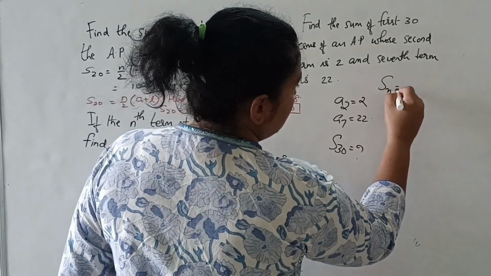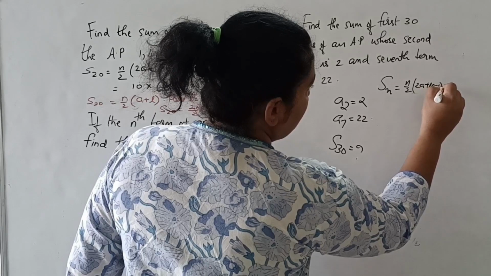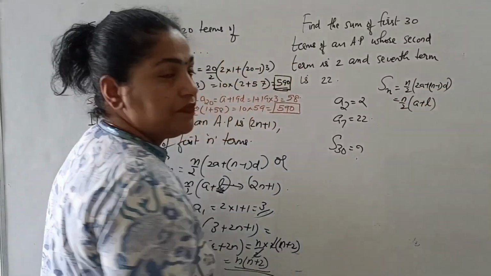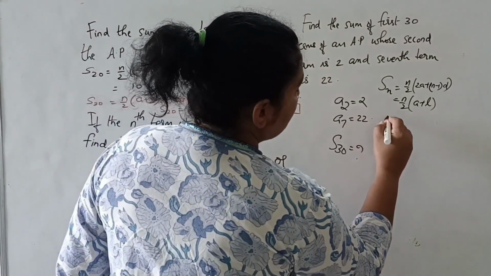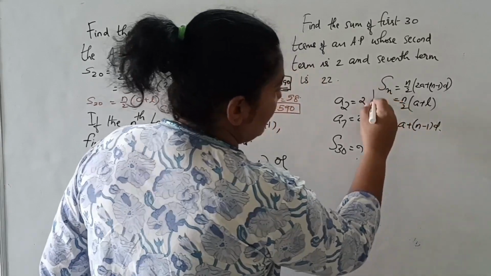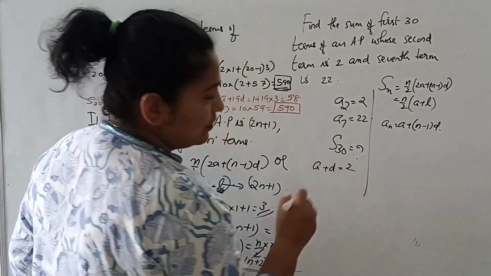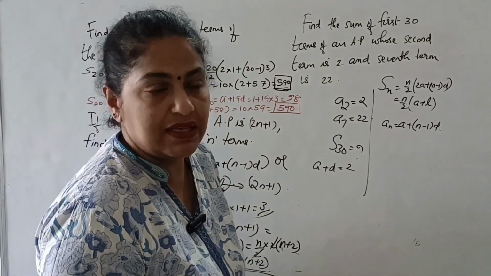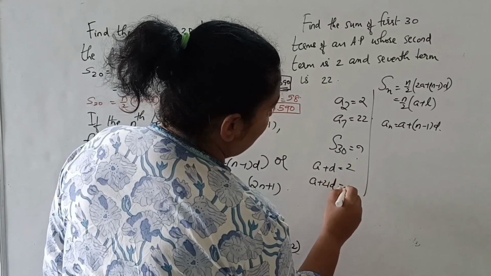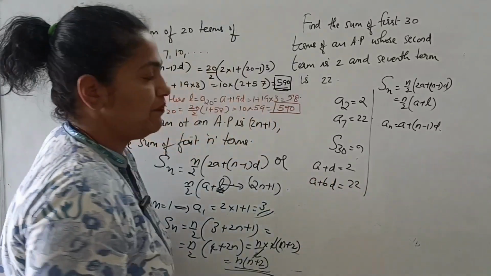We know the sum of n terms is n by 2 into 2a plus n minus 1 into d. Correct. Now, we know that the nth term is given by a plus n minus 1 into d. So, I can say that the second term is a plus d is equal to 2. And a plus 6d is equal to 22.